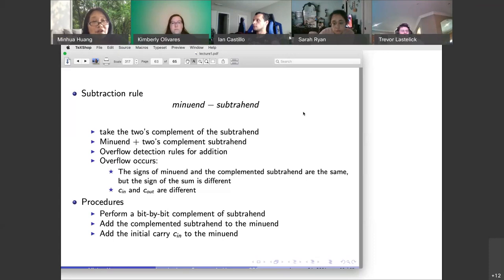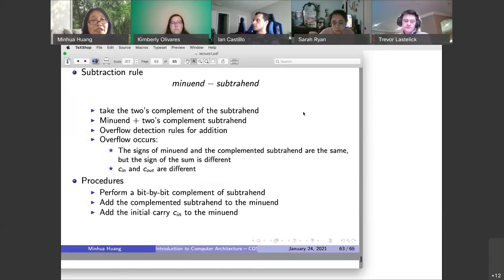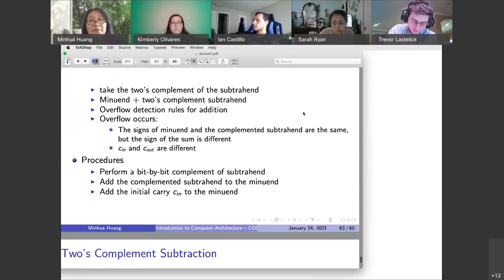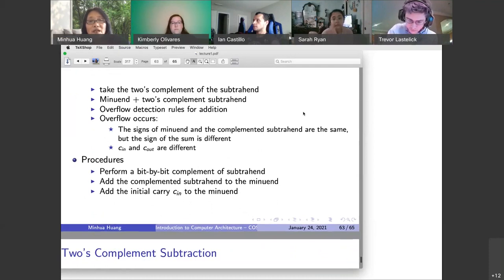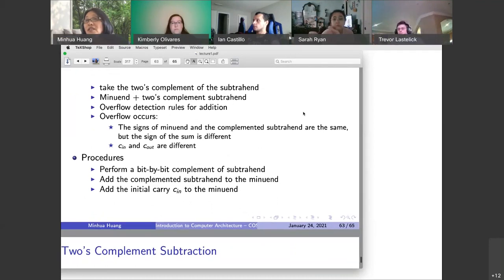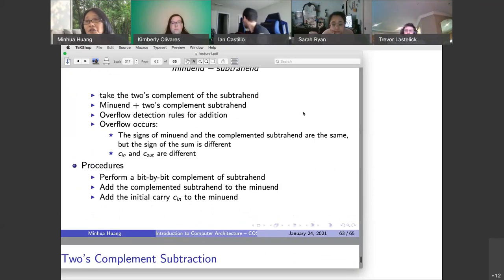So here are the procedures: perform a bit-by-bit complement of the subtrahend, which we already described. Add the complemented subtrahend to the minuend, and add the initial carry in. Since you do the addition, you have to do the bitwise addition. You start from right to left, and each time you will have the chance of a carry. You start from the least significant bit to the most significant bit, bitwise.